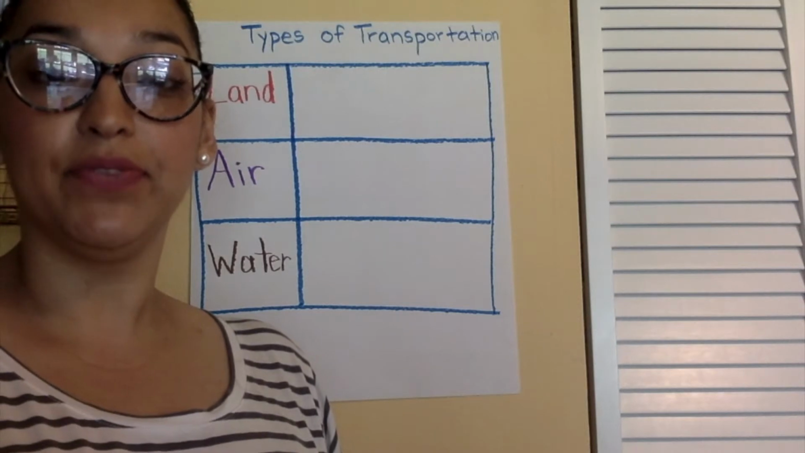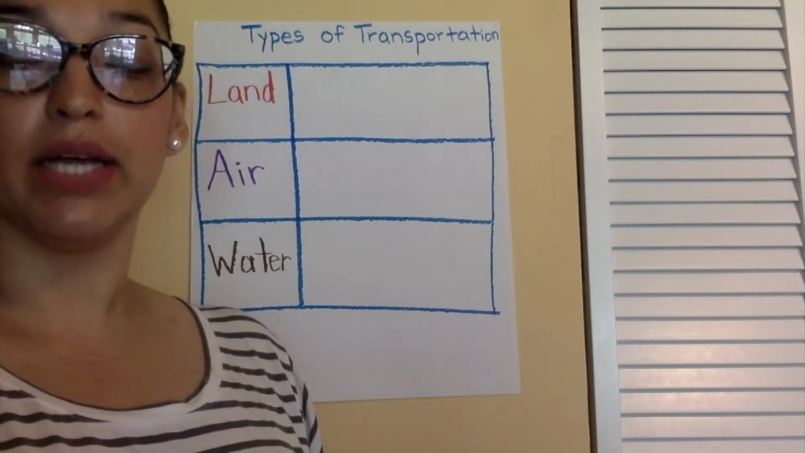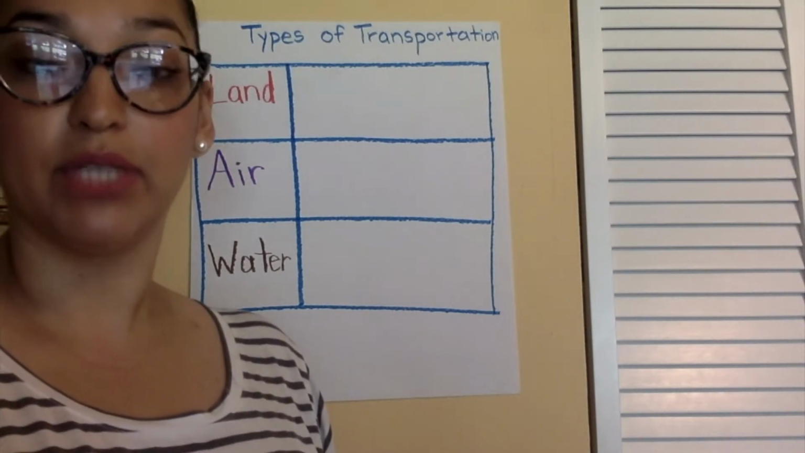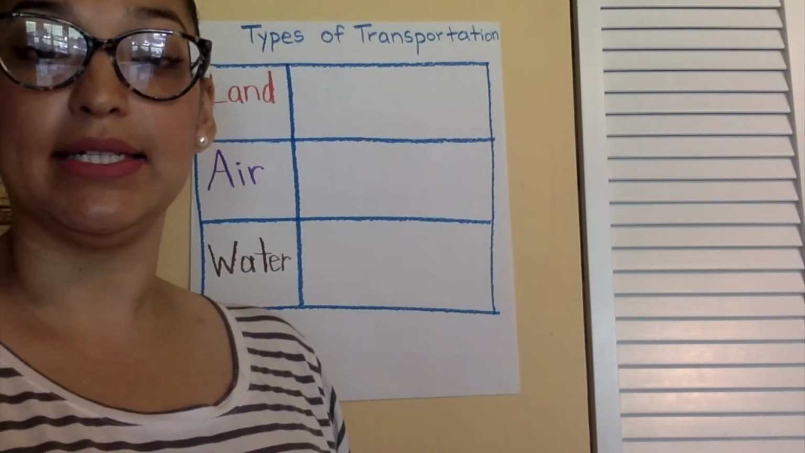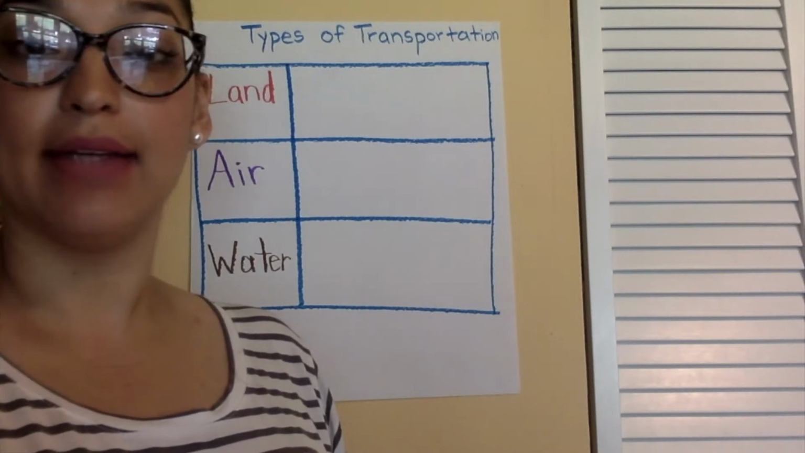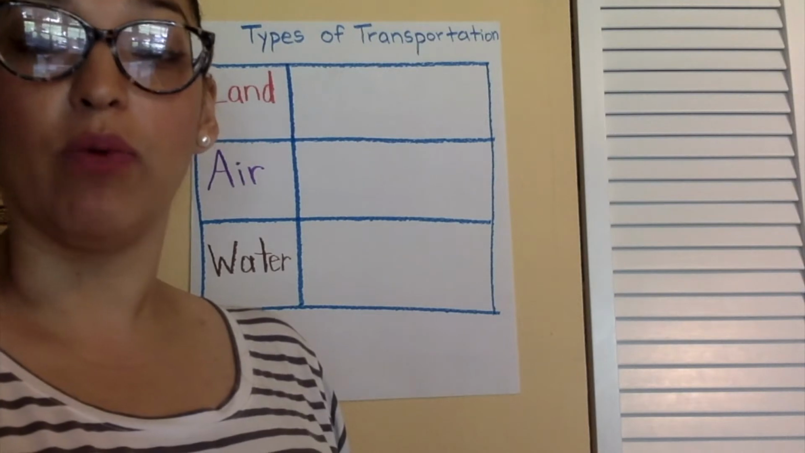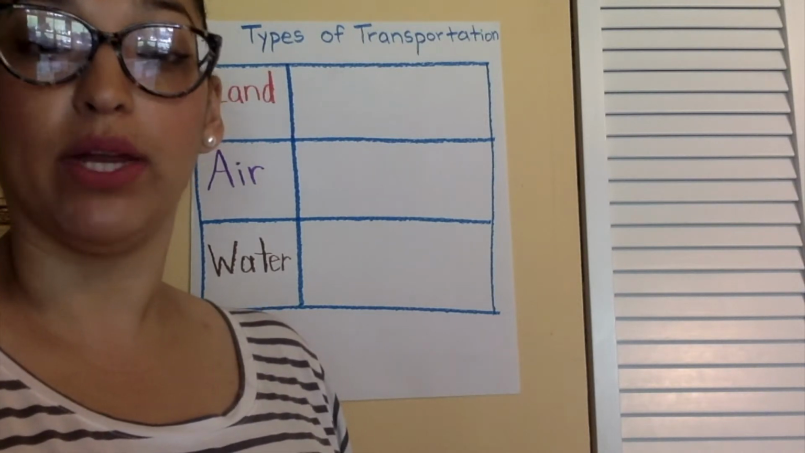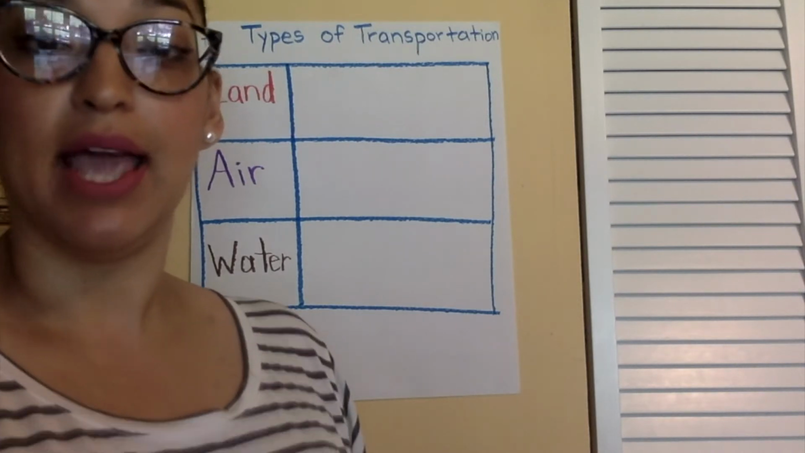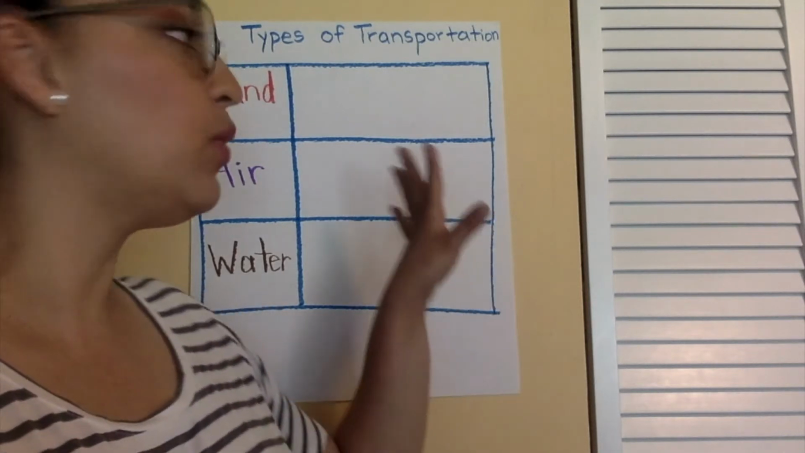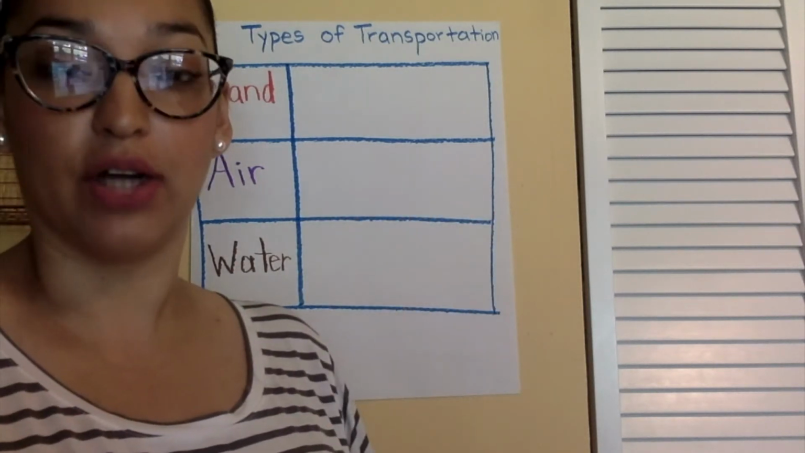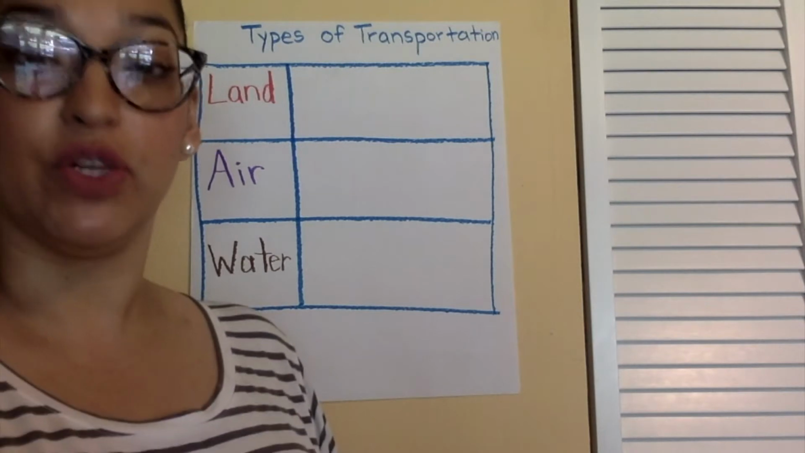So if you look at page 50, boys and girls, we were talking about the different kinds of transportation that we have. And we had to decide if they move by land, air, and water. So what you already did on page 50 was that you already sorted these transportations. And so now what we're going to do is we're going to create our tally charts. So I'm going to do the first one with you.